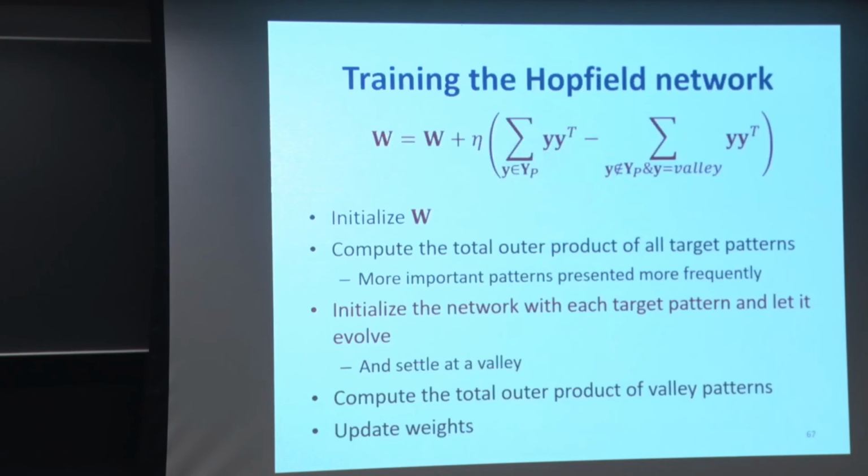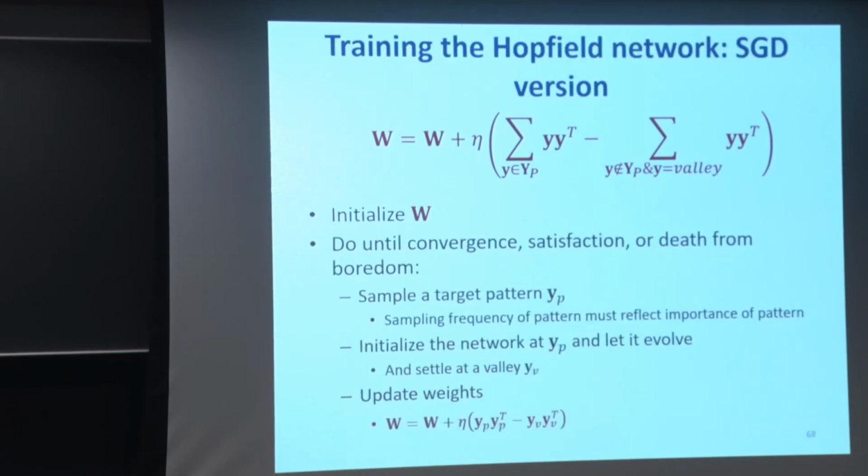And this still doesn't solve the problem, right? So here's the algorithm we're going to use. Compute the total outer product of all of the target patterns, where more important patterns are represented more frequently. Initialize the network with each target pattern and let it evolve, and then use the outer product of the target patterns at the valleys to pull them up. And this is the SGD version. Same thing, right? Sample a target pattern to compute this term, then initialize the network at that pattern and let it evolve, and you're going to update the weights.